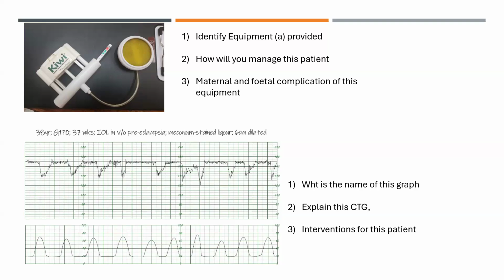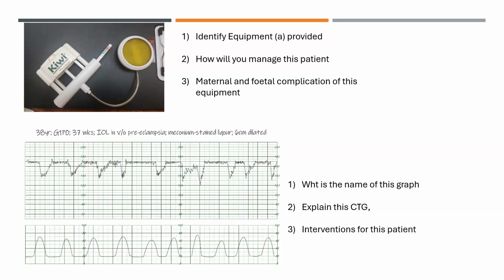Fetal complications could be hematoma, localized scalp edema, abrasions, lacerations, intracranial hemorrhage. When it comes to the maternal side of it, they can cause lower genital tract injuries. Perfect. Now to the next one.